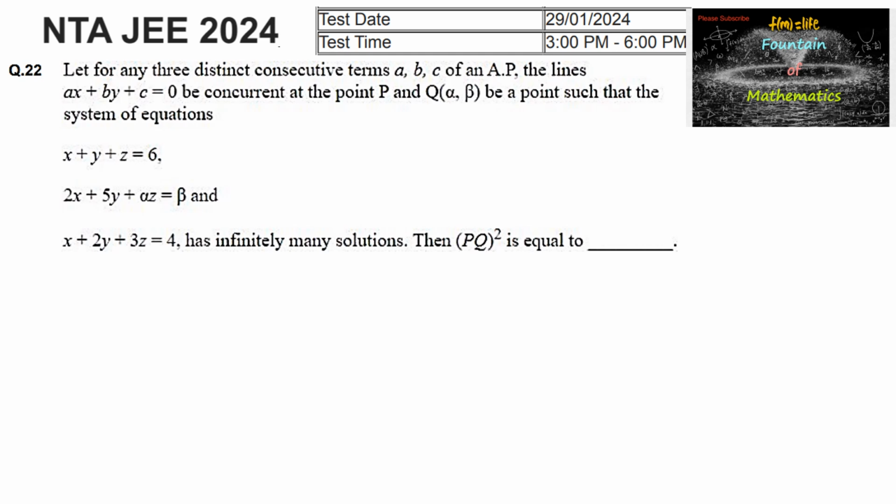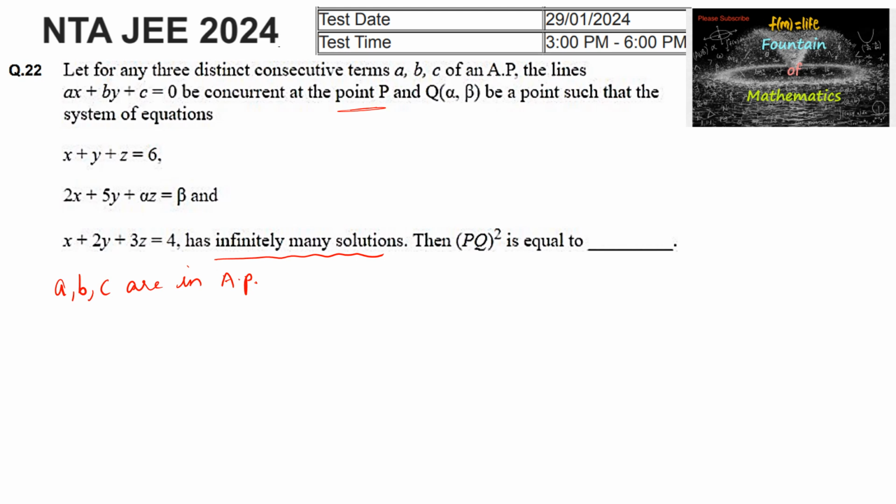Let for any three distinct consecutive terms a, b, c of an AP, so given a, b, c are in arithmetic progression, then the lines ax plus by plus c be concurrent at the point P, and Q(alpha, beta) be the point such that the system of equations has infinitely many solutions. Then find the square of the length PQ.